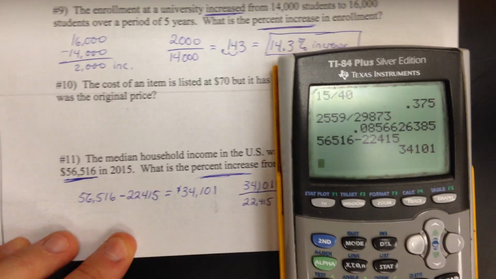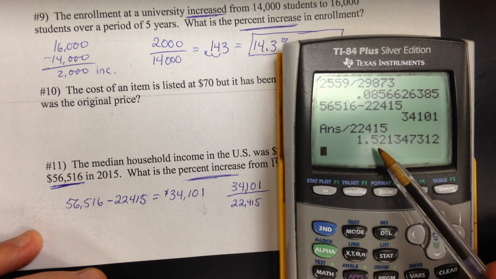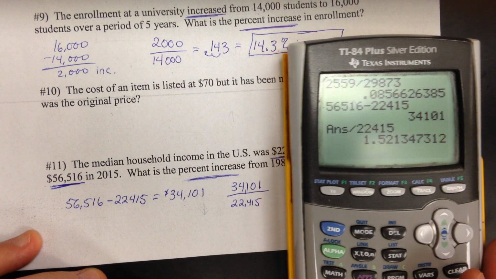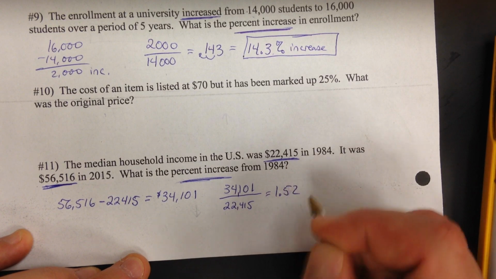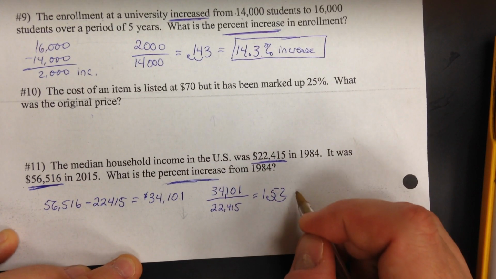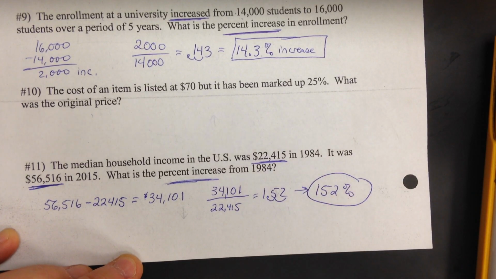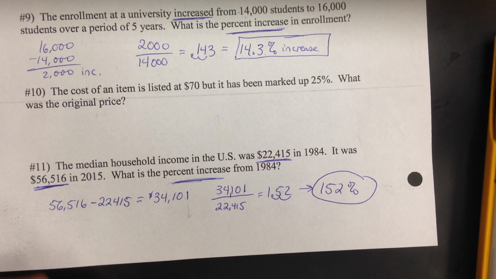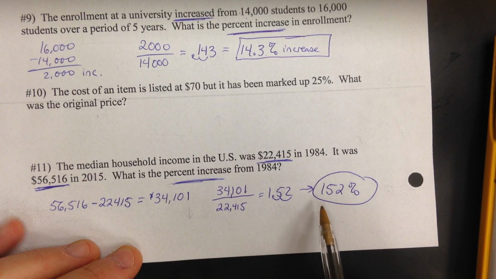Okay, we'll get some decimal here. So I got 34,101 divided by 22,415. Okay, 1.52. All right. Now that means when I shift the decimal 2 places, that's 152% approximately. So the median income has gone up. It's more than doubled. It's increased 152%.